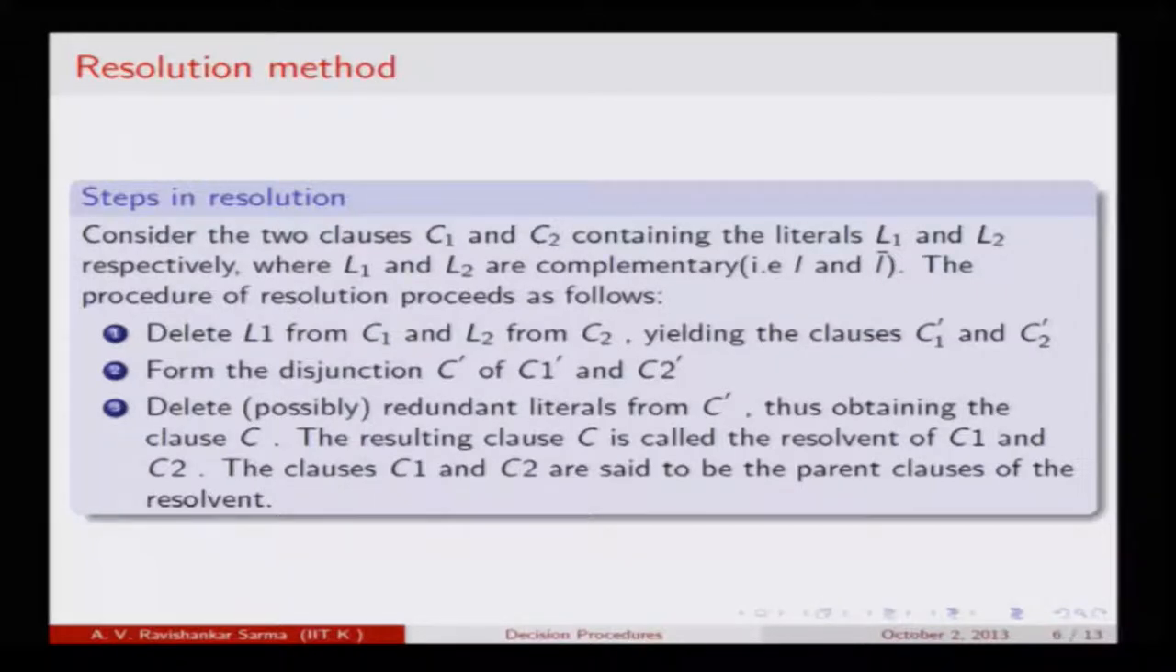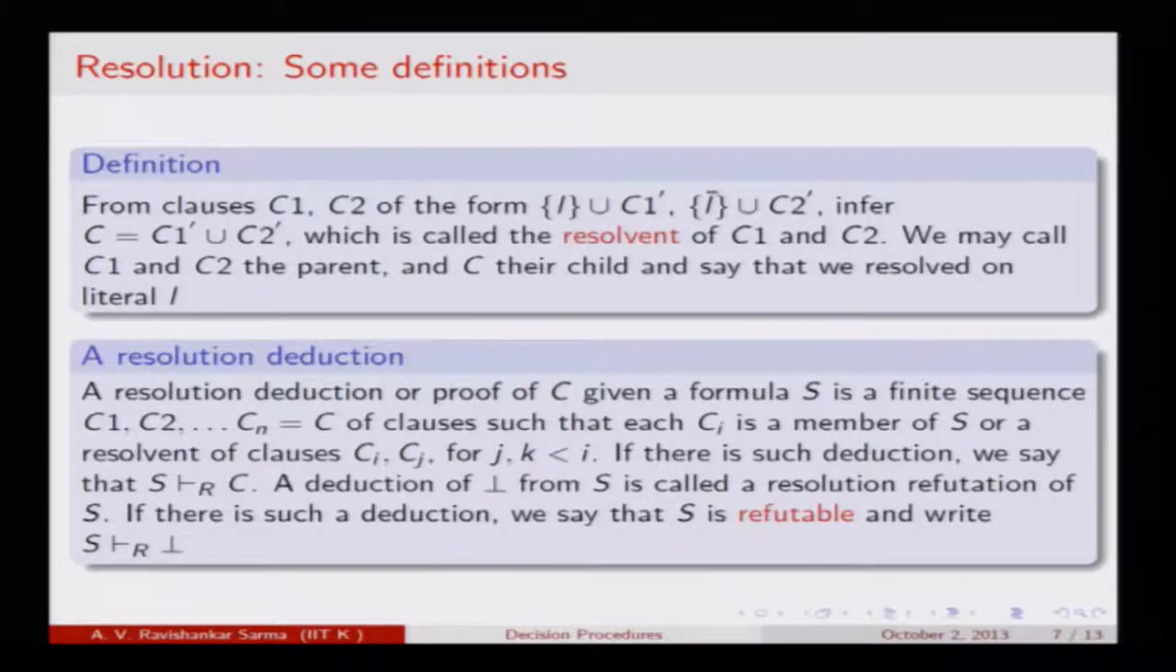The same kind of thing can be applied in simplifying digital switching circuits, provided they are in conjunctive normal form. Now there are some definitions one needs to follow before going into the examples.